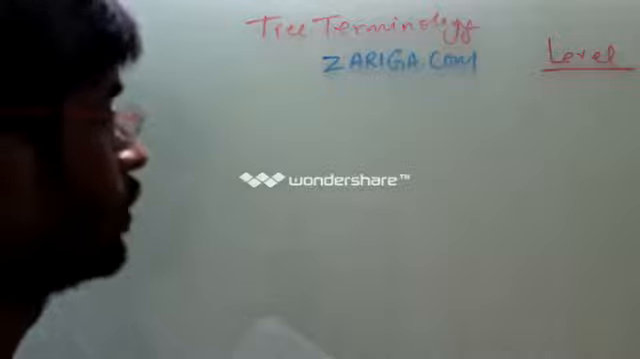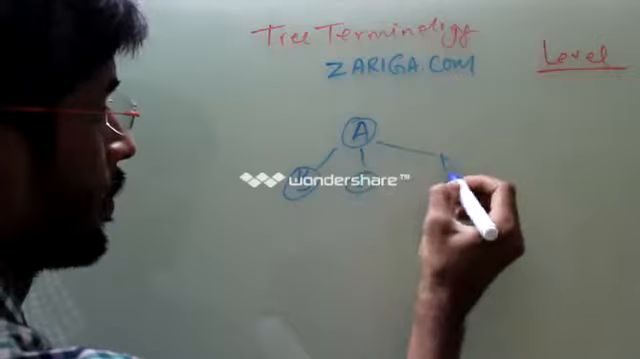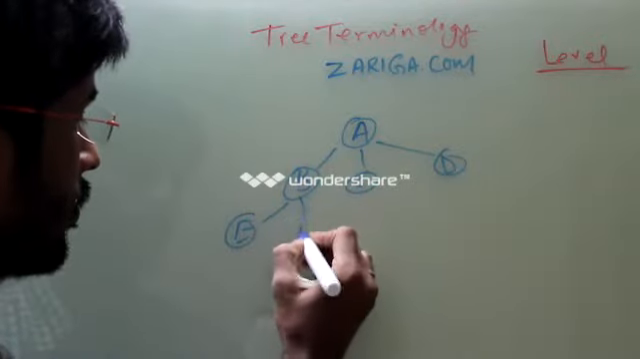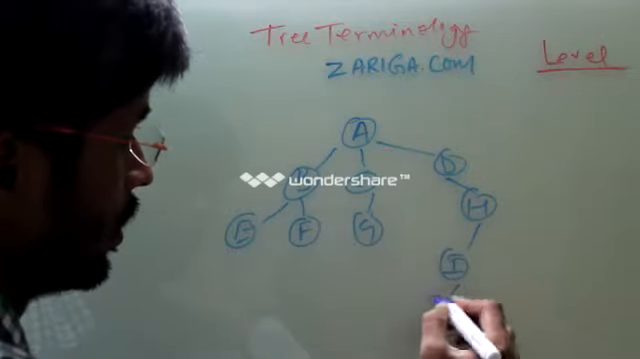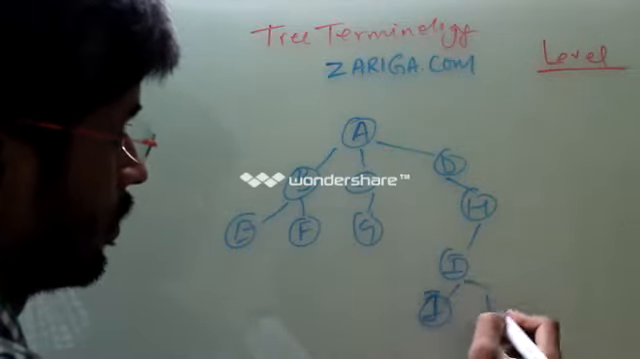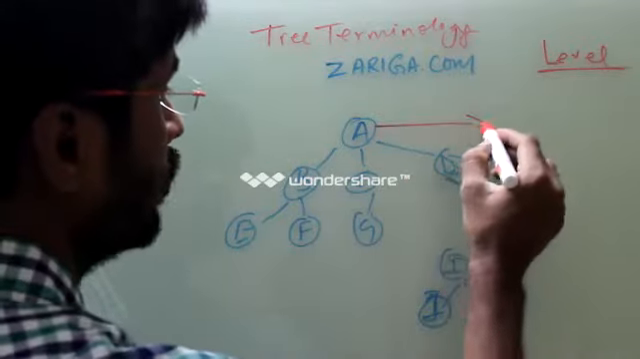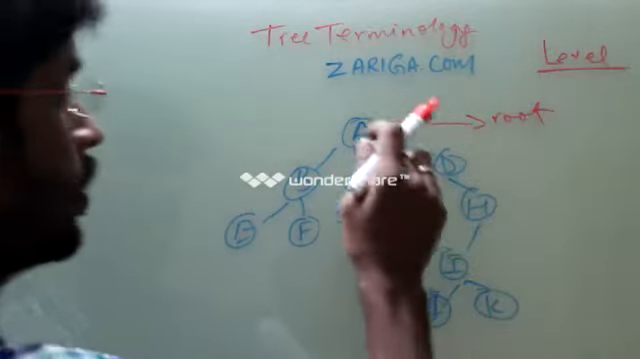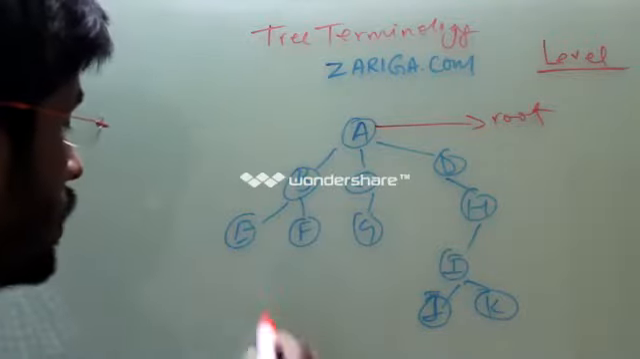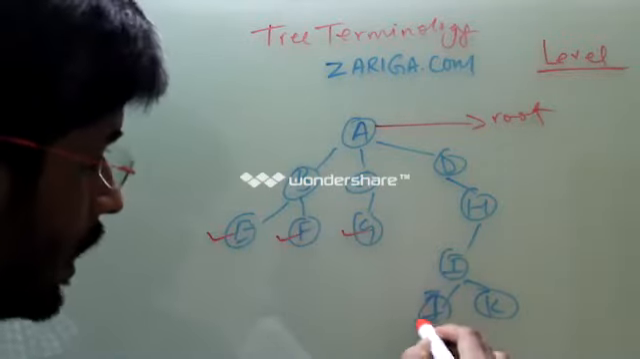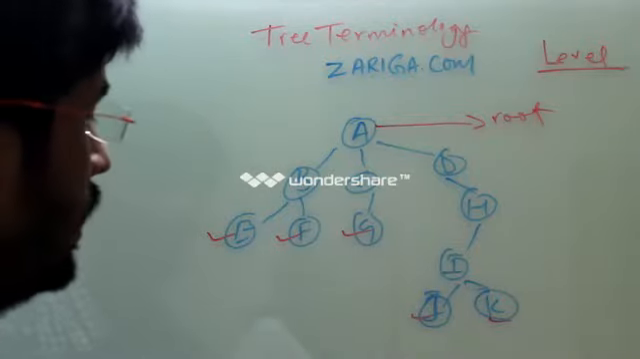Let us do the exercise one more time. Let us draw a tree: A, B, C, D, E, F, G, H, I, J. If I ask what is the root element, I will say A is the root element. Why? Because A doesn't have any parent. If I ask what are my leaf nodes, I will say E, F, G, J, K are my leaf nodes because they don't have any child.